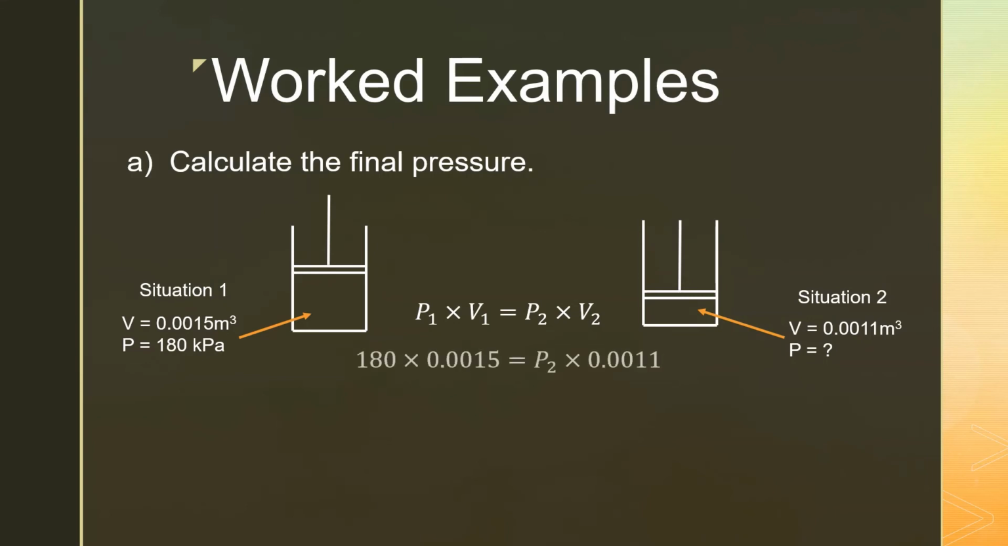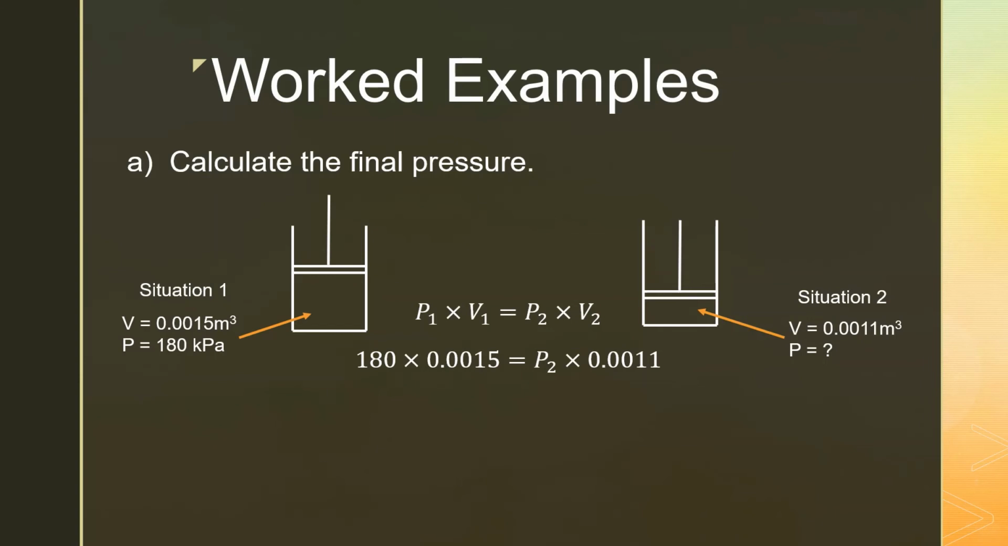So I'm going to put in here that the pressure for situation one is 180, and the volume for situation one is 0.0015. I don't need to worry about the kilopascals because, like I say, I'm going to put kilopascals on both sides and they just cancel each other out. So on the right hand side here, I've got P2, that's what I don't know, and I've got 0.0011 meters cubed.